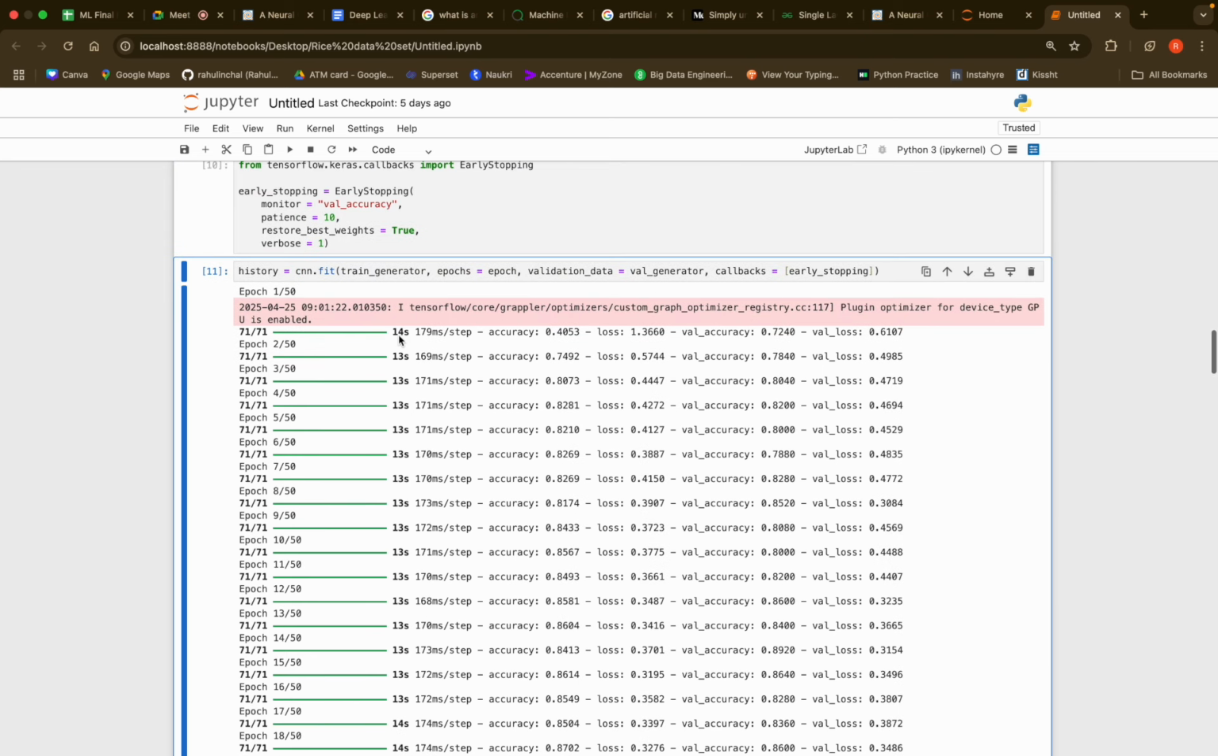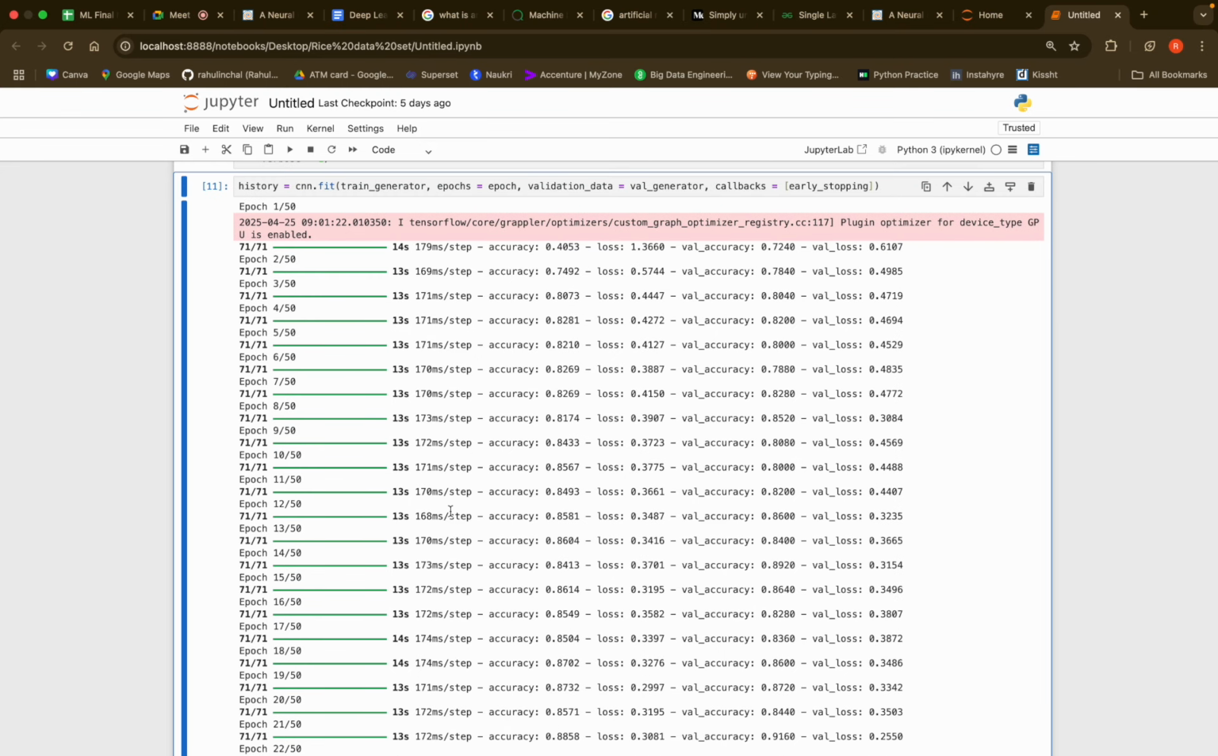Similarly here, I've kept it as 50 layers. Okay, so in every layer or every epoch, it is learning some or the other thing. See, first accuracy was 40, second it has jumped to 74, third it has jumped to 80, fourth it has jumped to 82, then 82, then 82, 82.